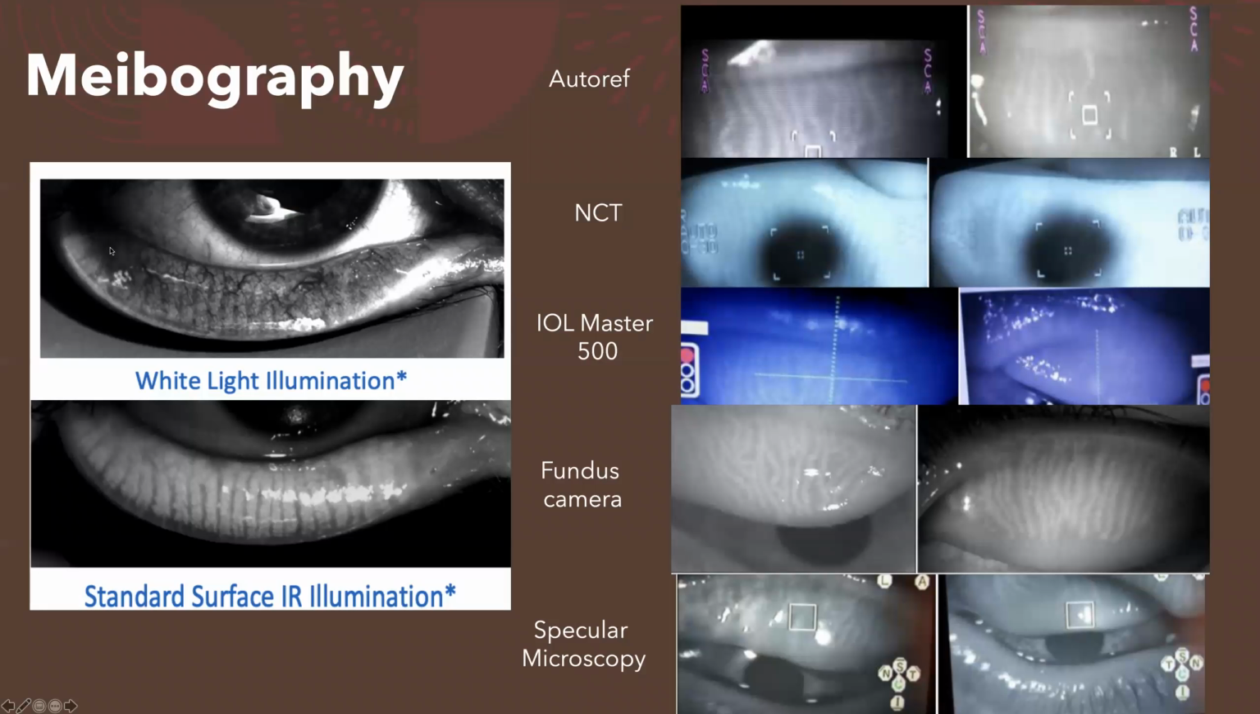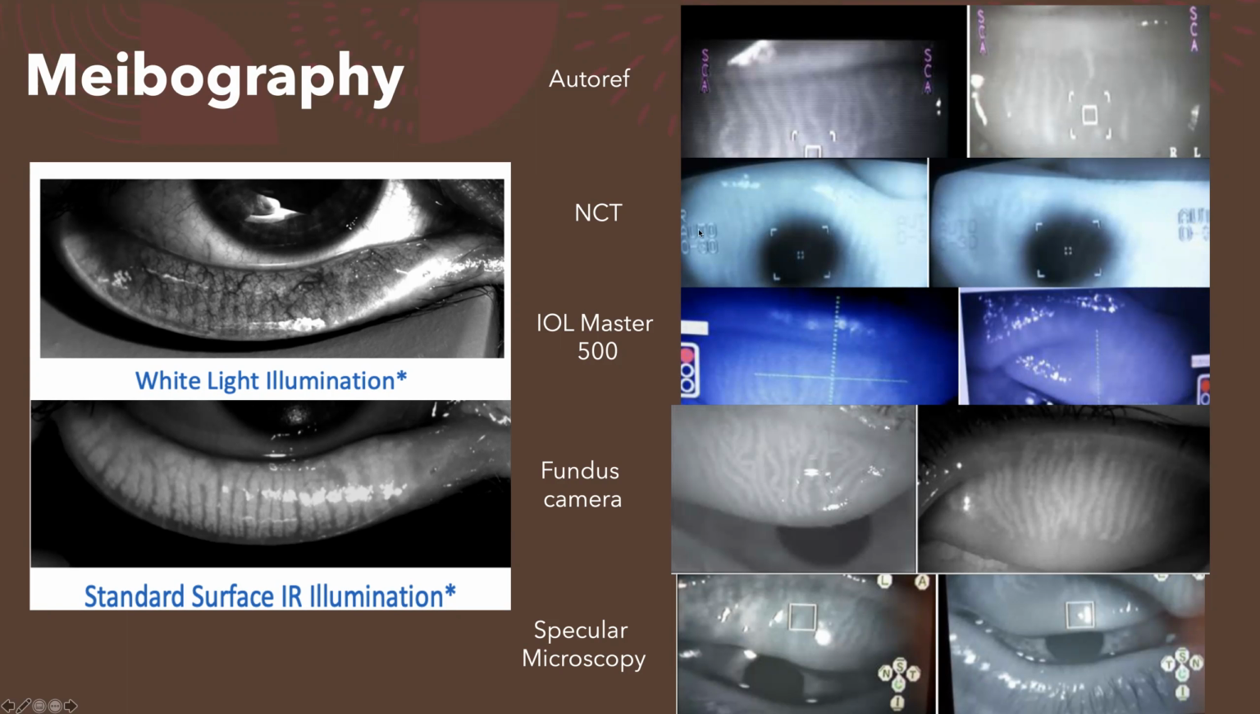So if you see here, when you throw white light onto the lower lid, you can't really appreciate any of the meibomian glands. But when you do it with surface illumination, here you can beautifully delineate these glands in the lower lid. So how do you do the surface illumination with infrared light? Most of the autorefractometers will have this infrared source. So these are the pictures taken on an autorefractometer.